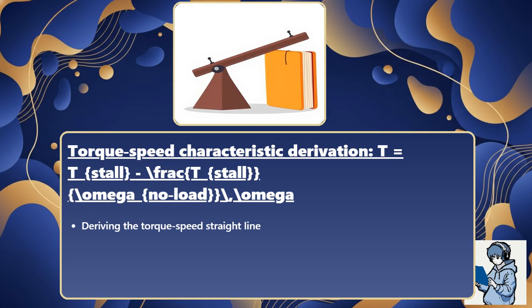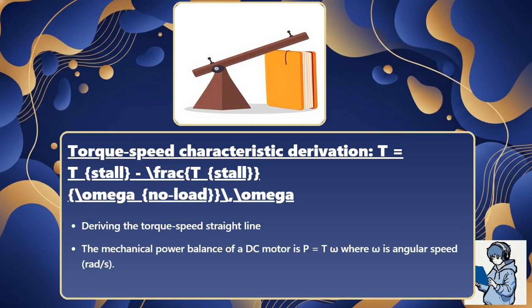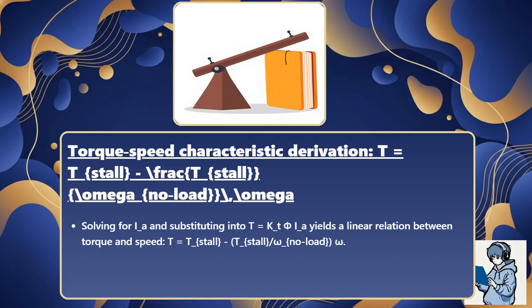Deriving the torque speed straight line. The mechanical power balance of a DC motor is P equals T omega, where omega is angular speed, radians per second. The electrical side gives V equals E sub B plus I sub A R sub A, with back EMF E sub B equals K sub E phi omega. Solving for I sub A and substituting into T equals K sub T phi I sub A yields a linear relation between torque and speed. T equals T sub stall minus open parenthesis T sub stall divided by omega no load close parenthesis omega.